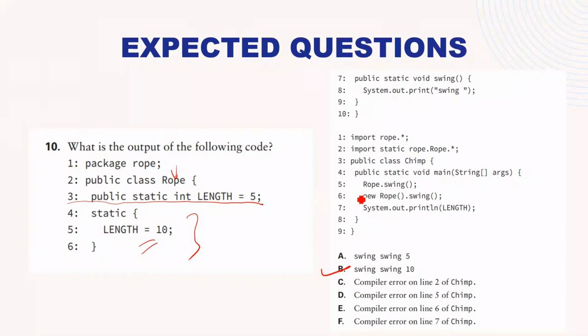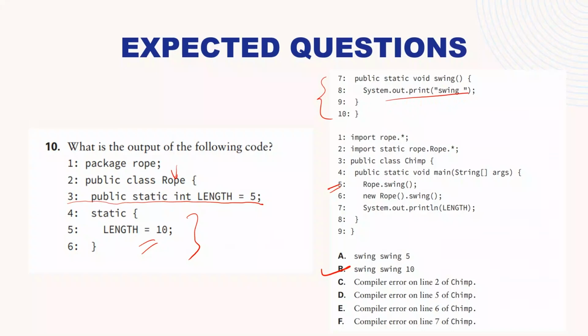Okay, now line number 5. This particular line number 5 calls the static method normally, right? If you see over here, it says rope dot swing. So this is a static method and it is called like that, and it prints swing because in this System.out.print statement we are printing swing. I hope you are following the code, guys.